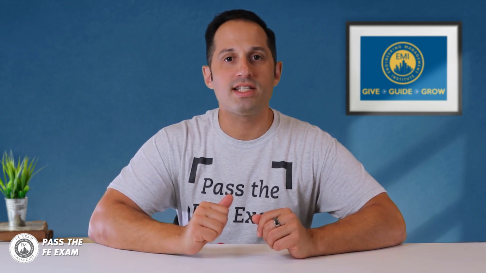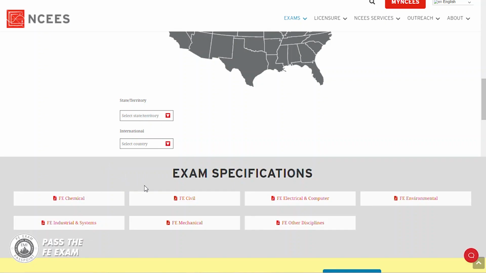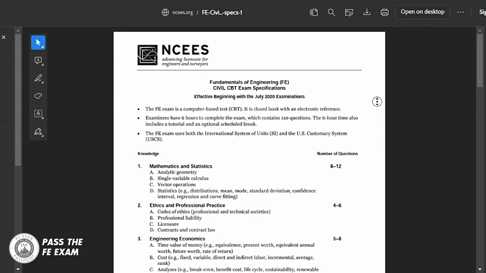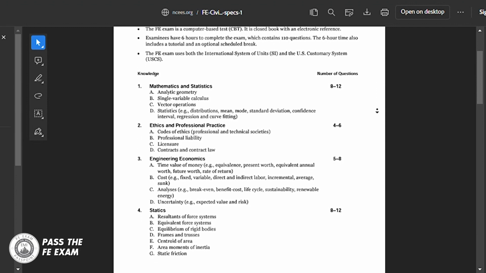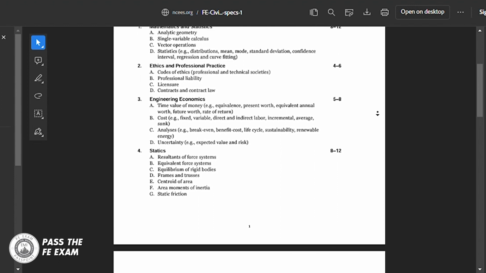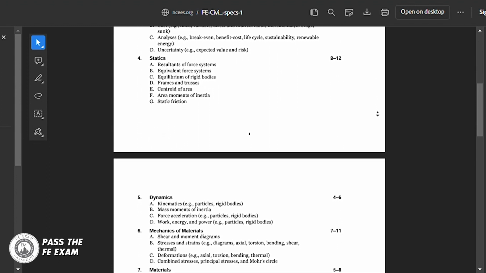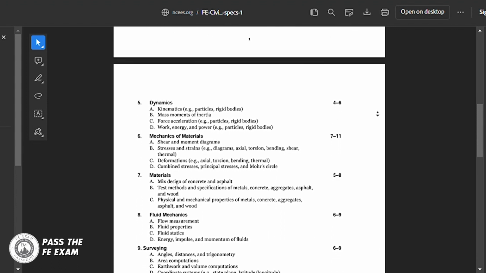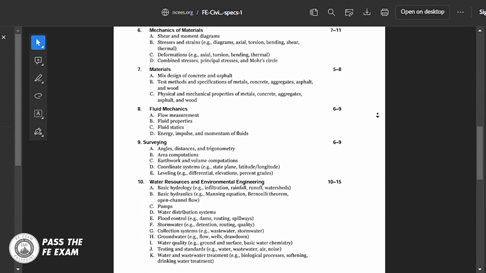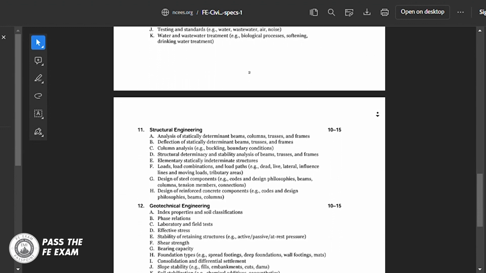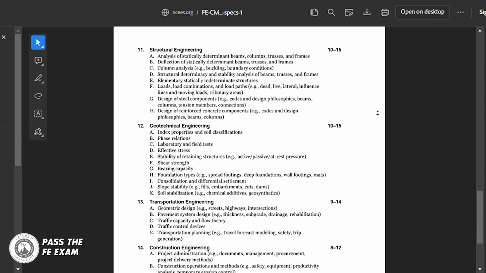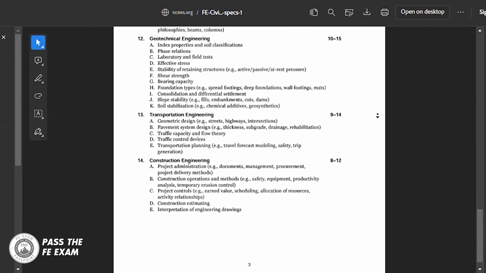Understanding the exam specifications is essential. So as an example, let's take a look at the areas of knowledge covered in the Fundamentals of Engineering or FE exam for the Civil CBT exam. The exam consists of 14 areas, including mathematics and statistics, ethics and professional practice, engineering economics, statics, dynamics, mechanics of materials, fluid mechanics, surveying, water resources and environmental engineering, structural engineering, geotechnical engineering, transportation engineering, and construction engineering.